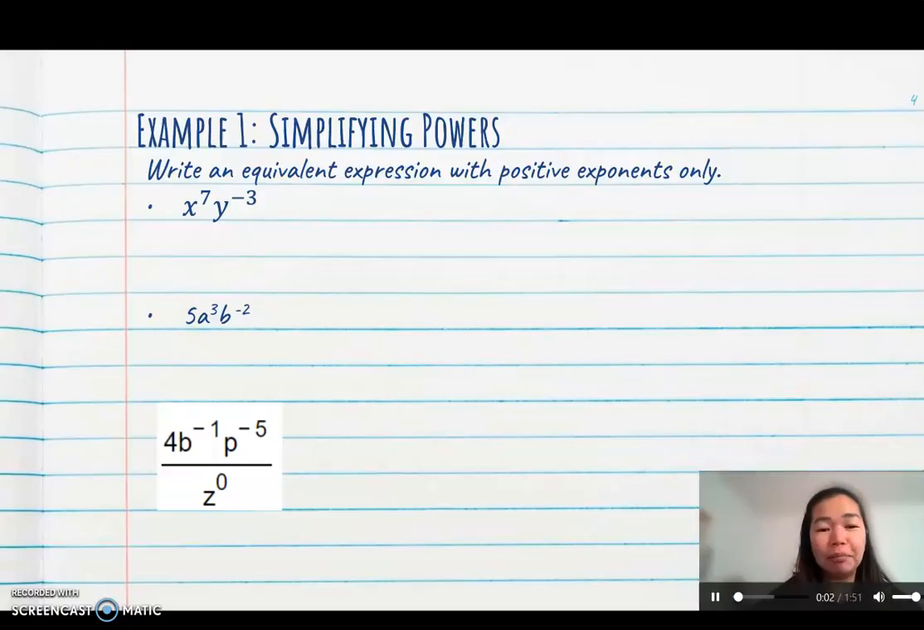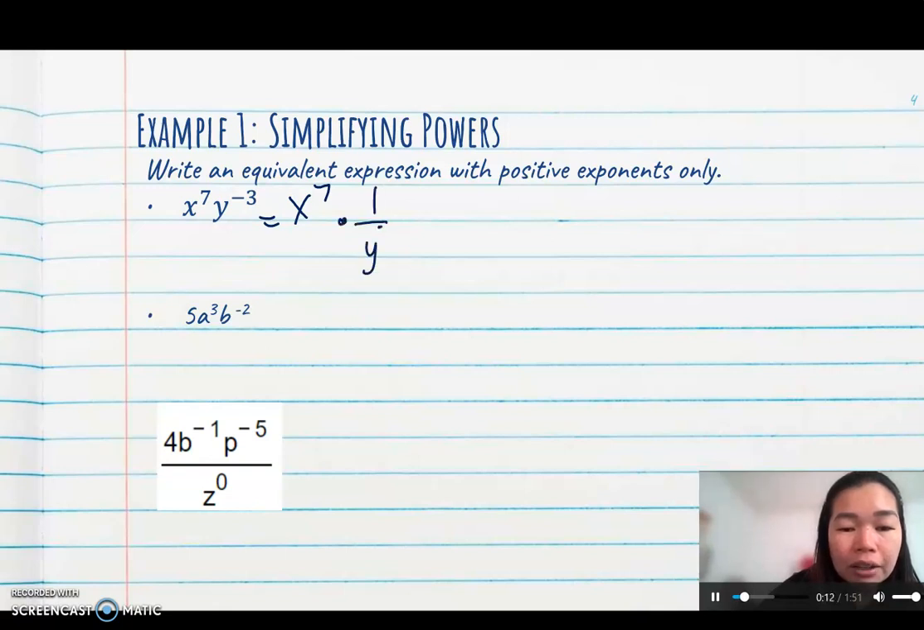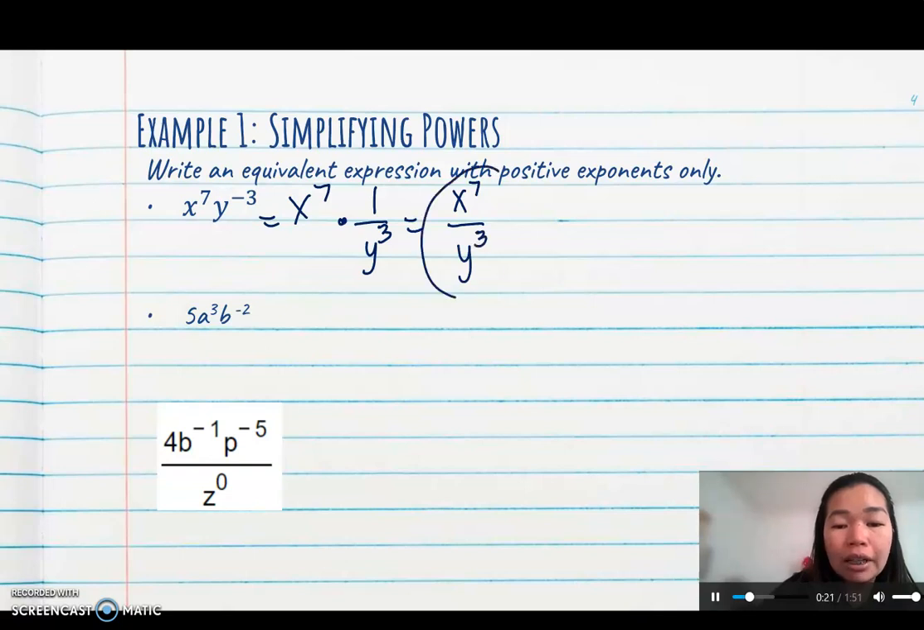Let us have more examples. We have x raised to the power of 7 and y raised to the power of negative 3. First, let us rewrite them. So x to the 7th power, and this will become 1 over y cubed because it is a negative exponent. Let us now multiply the numerators. So we have x to the 7 over y cubed. This is our final answer.